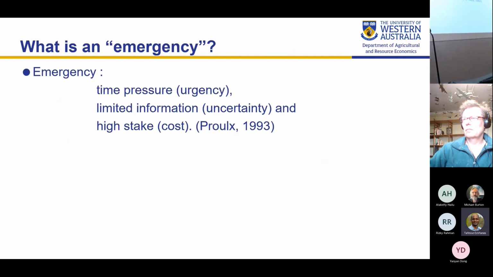So how do we define emergency? There was research talking about this, based on 3 components: time pressure, the urgency of the situation; limited information, it's all uncertain, you don't know enough about what's going on; and high stakes, because at the end, we're talking about life and death situations, loss of properties, massive economic costs as well.